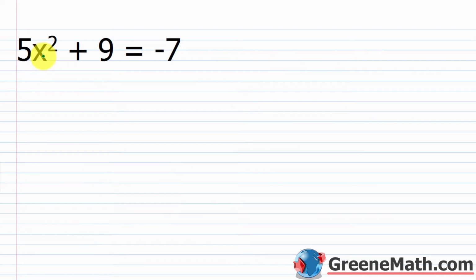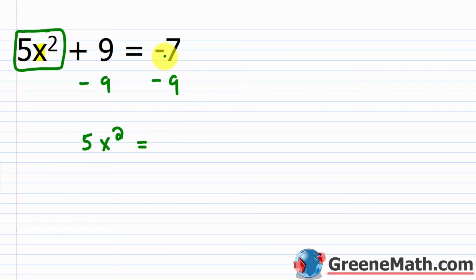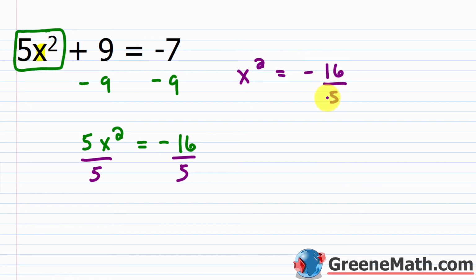So we have 5x squared plus 9 is equal to negative 7. So again, I want to isolate x. And to start this off, I want to isolate the term with x involved. Okay, so I'm just going to subtract 9 away from each side of the equation. This is going to give me that 5x squared is equal to negative 7 minus 9, which is negative 16. Again, now I want to isolate the x squared. So I'm going to divide both sides by 5. And this is going to give me that x squared is equal to negative 16 fifths.